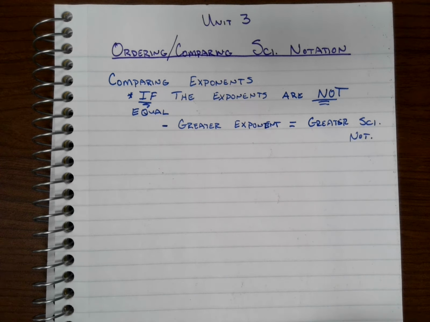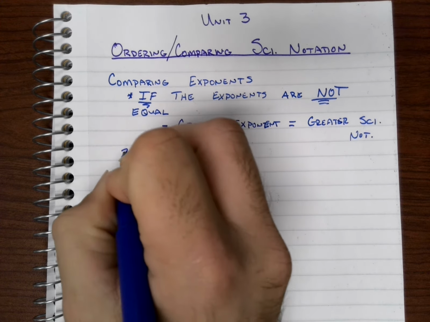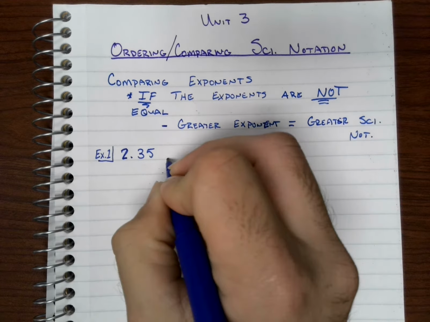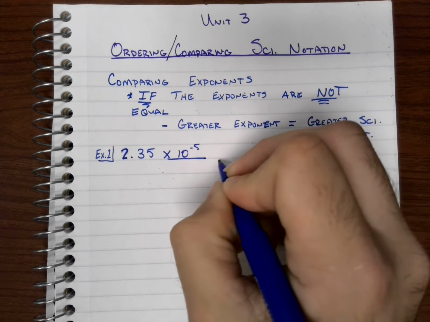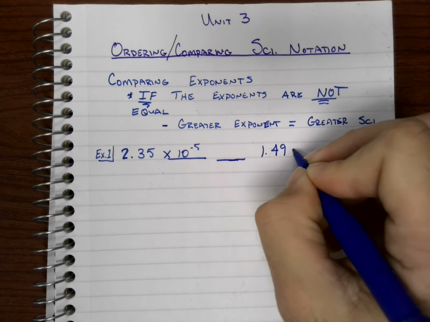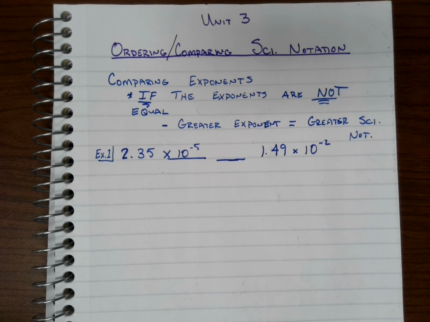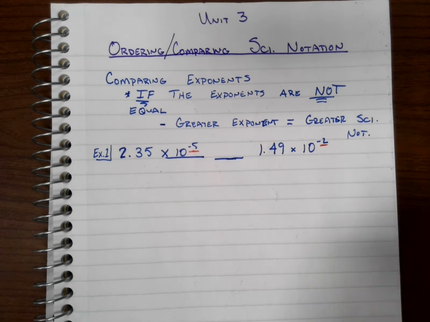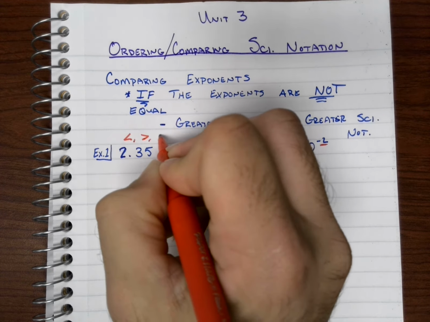So for example, this will be example 1. Let's say we're comparing 2.35 times 10 to the negative fifth, and we'll compare that to 1.49 times 10 to the negative second. Look at our exponents here. This one has an exponent of negative 5. This has an exponent of negative 2. We're trying to see if these are less than, greater than, or equal to.